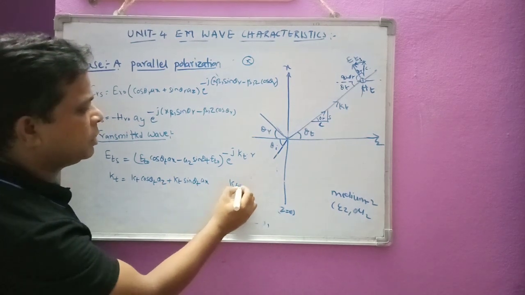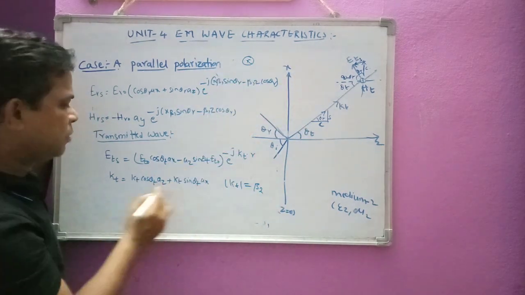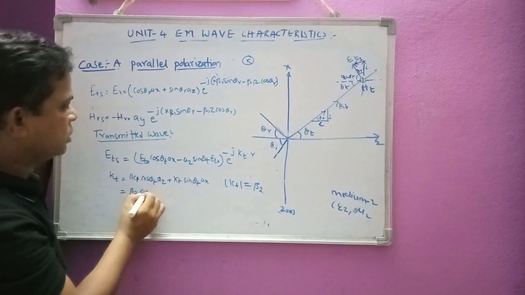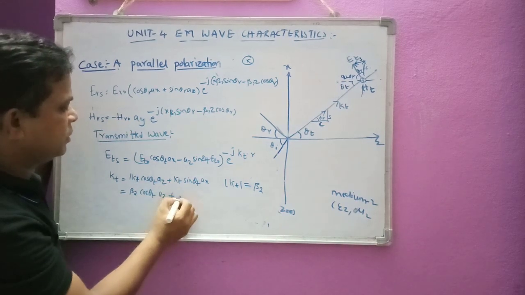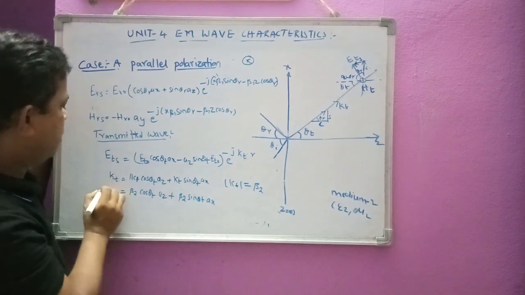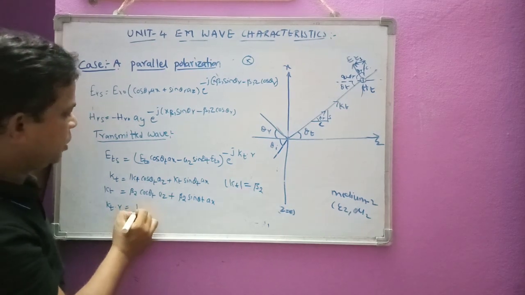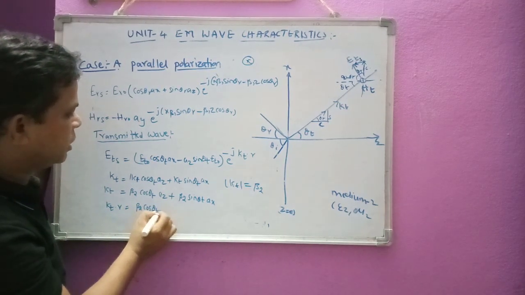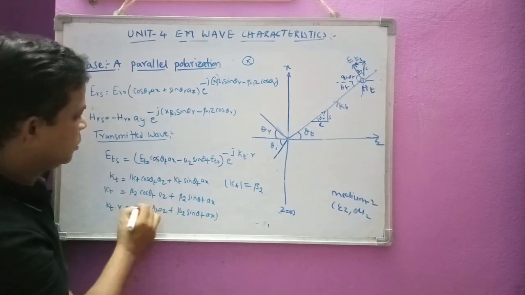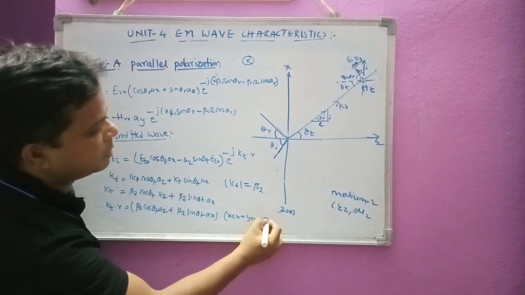Now we know that the magnitude of kt is equal to beta 2, because the wave is now in medium 2. Now I have to substitute in place of kt: beta 2 cos theta t az plus beta 2 sin theta t ax. Now I have to take the dot product kt dot r, where r is x ax plus y ay plus z az.